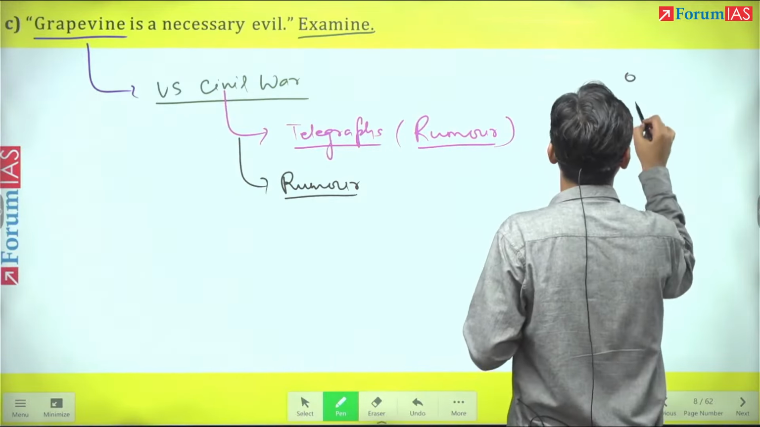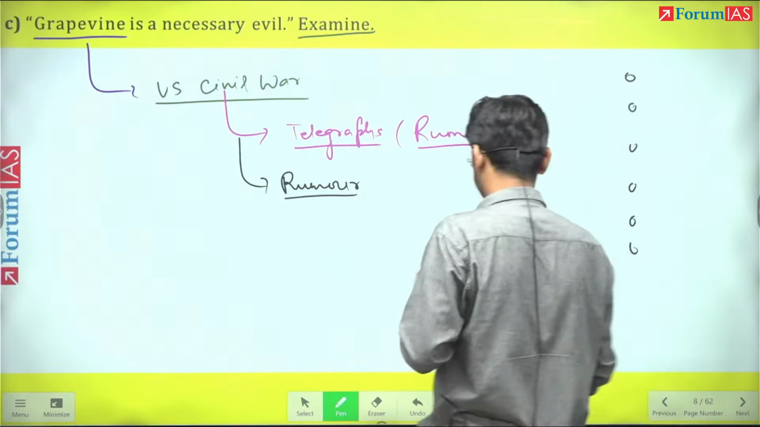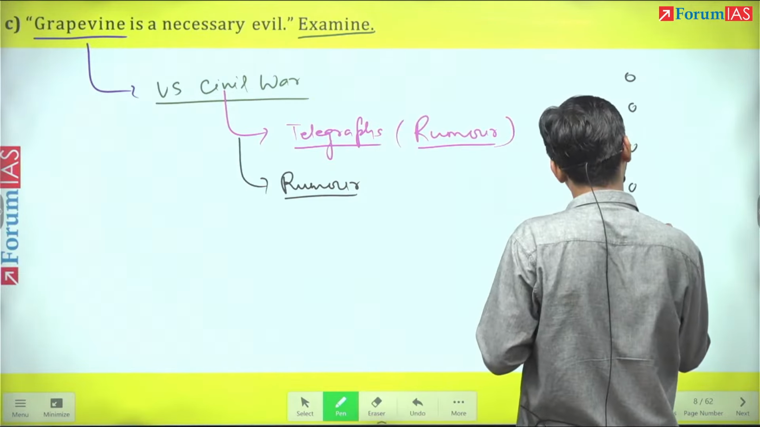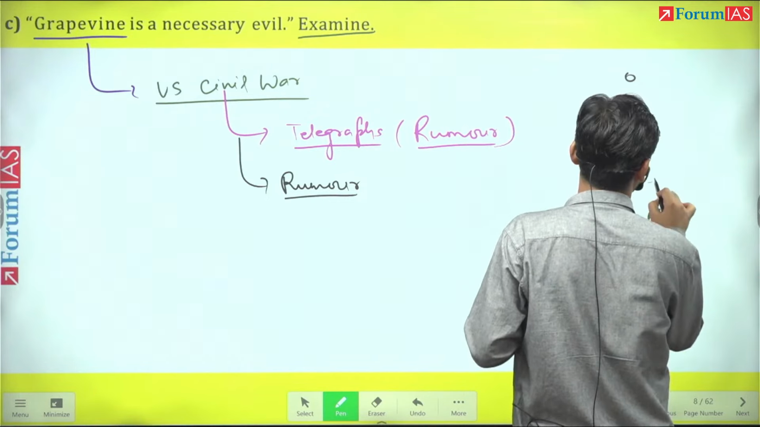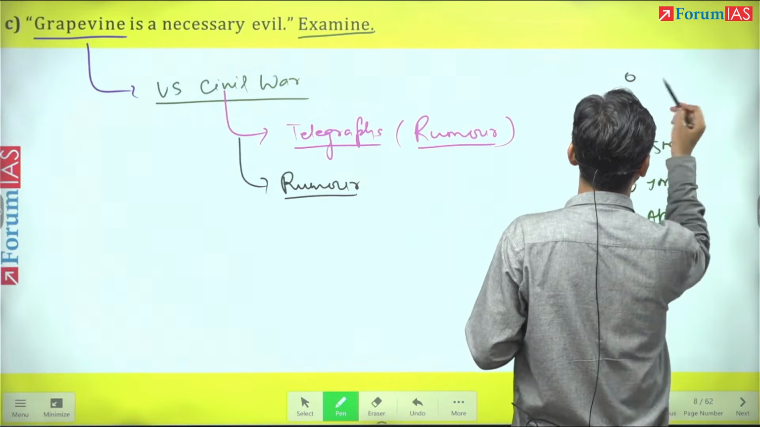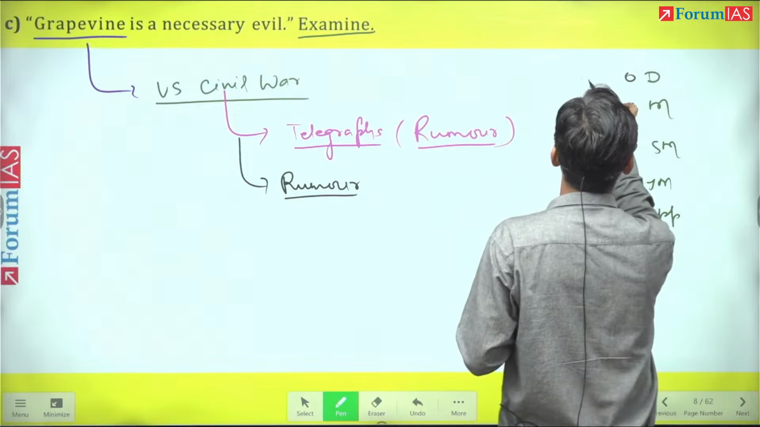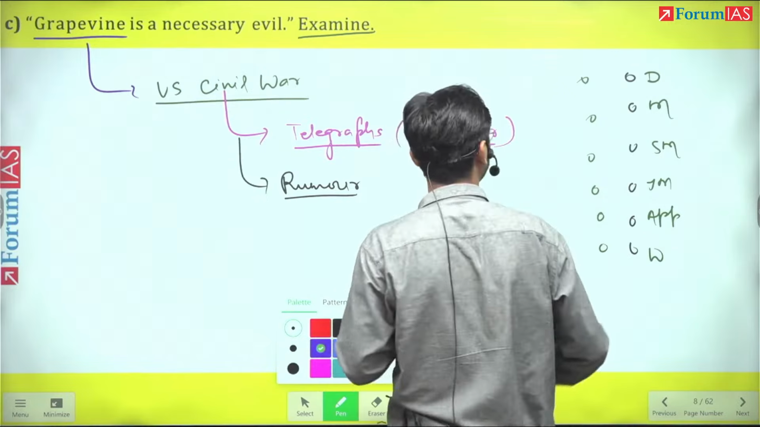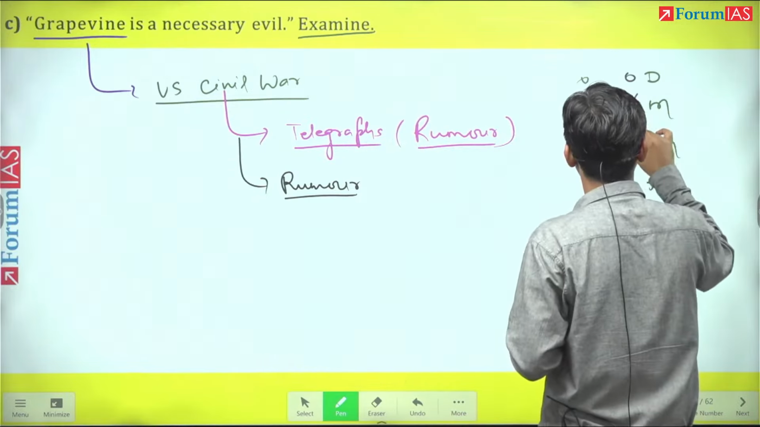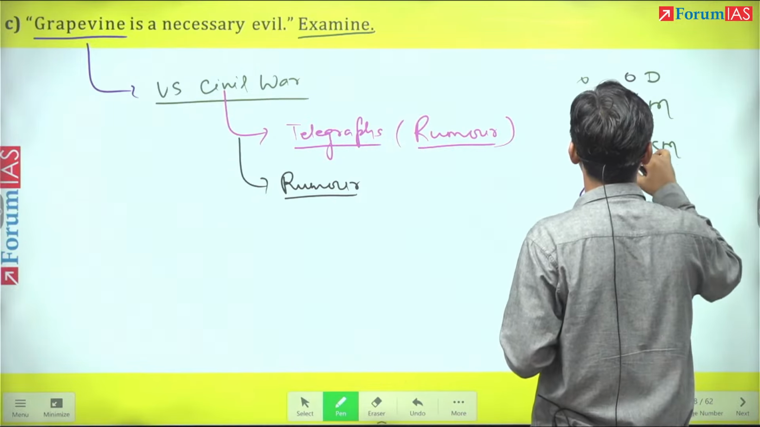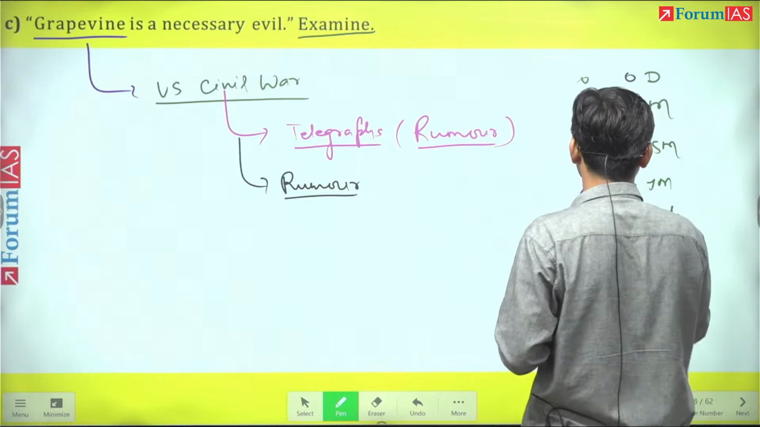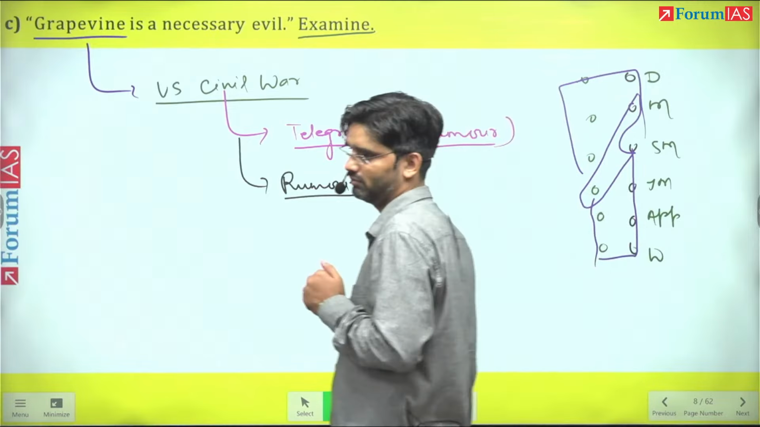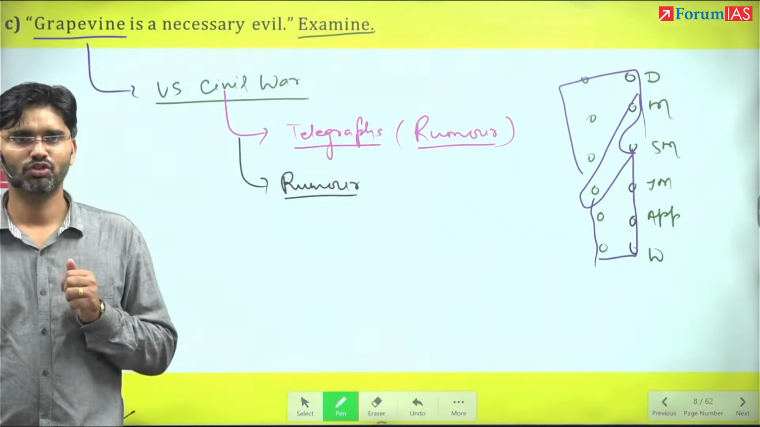Because let us say this is an organization. Worker, apprentice, junior manager, senior manager, manager, director. Now this is the grapevine. How does this grapevine work? It may be possible that a manager in this hierarchy will tell something to a junior manager. From here it will go here, then from here, everywhere it will go.